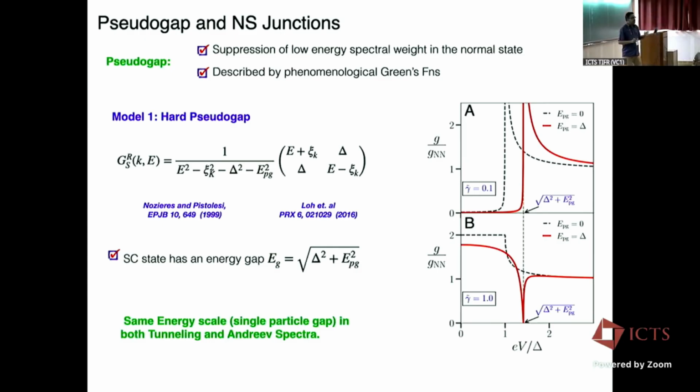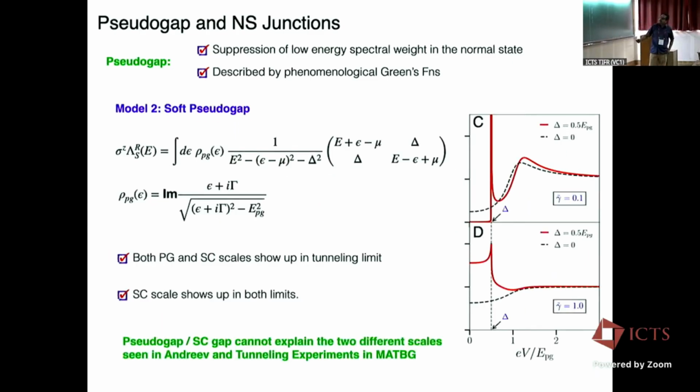Delta and EPG do not show up as in none of the limits, they show up as different scales. And more importantly, both limits see the same spectral scales in the problem. Okay, you can do it for more complicated models of pseudogap where there's some underlying background normal state density of states which has a soft gap, and then you put on a superconductivity on top of this.